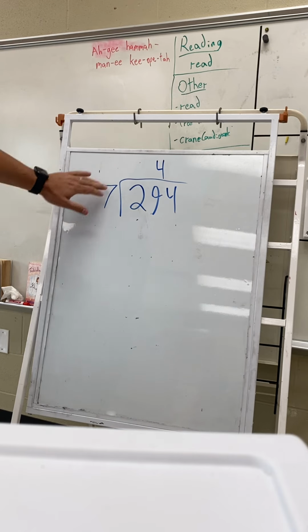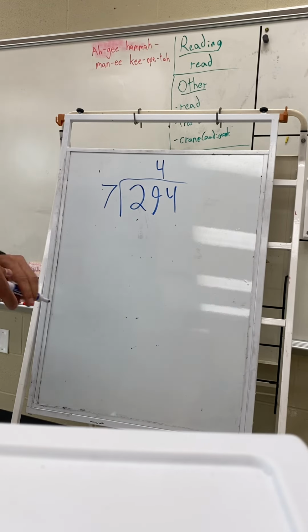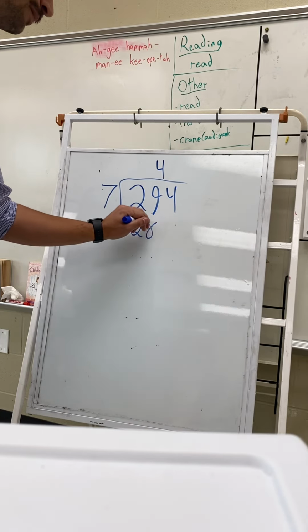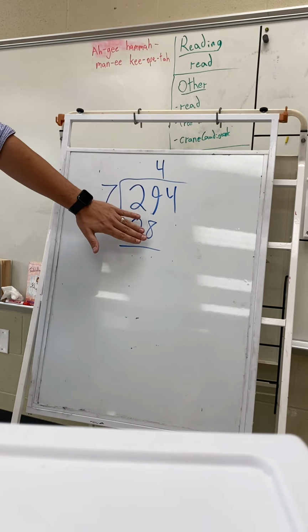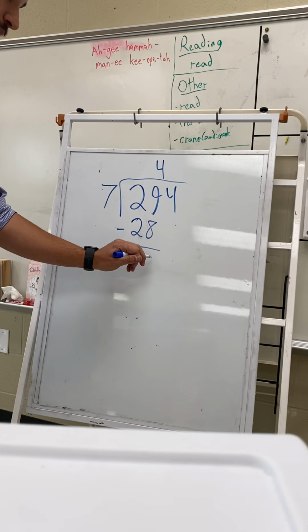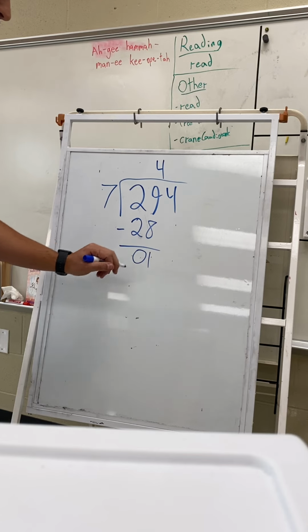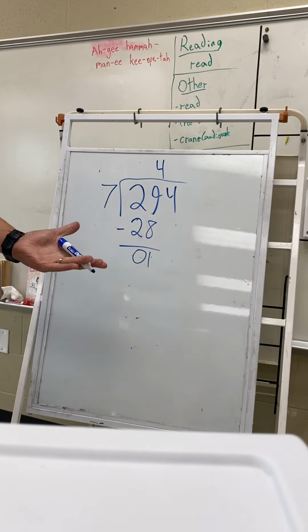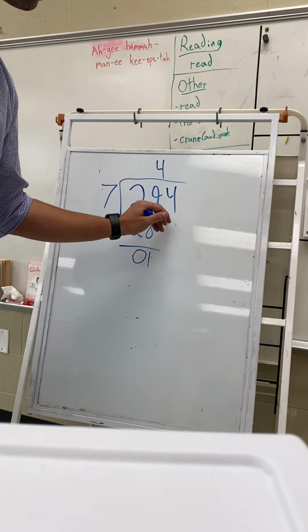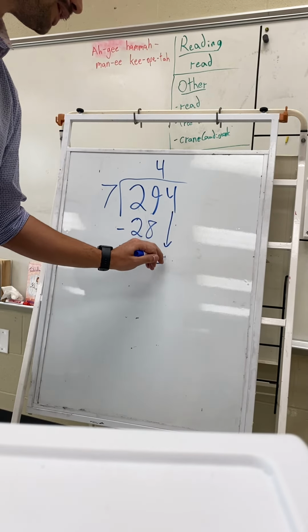So thinking 7 times 4, what would that get me? Well, it'd get me 28. So now we'll go ahead and subtract our 28. Looking at it, we got 9 minus 8, that would get us 1. And 2 minus 2, that would get us 0. So now we're looking at, can 7 fit inside of 1? And it can't, it's not big enough. But thankfully we have something we can bring down. So we bring down that 4.